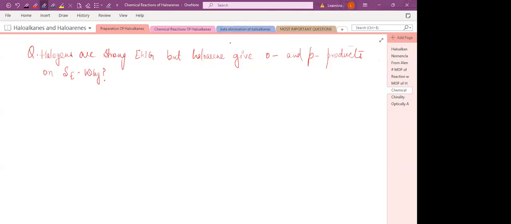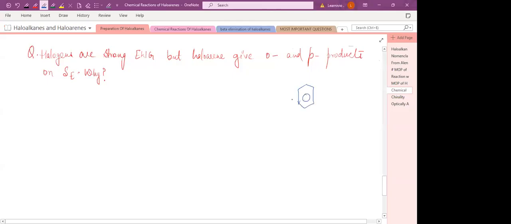Halogens are a strong electron withdrawing group, right? Due to the minus I effect. But haloarenes gave ortho and para products on electrophilic substitution reaction. Why? So see, one effect is this minus I effect due to the halogen, the strong withdrawing group which is attached to the benzene ring. But in the benzene ring, you know very well, there is a resonance.